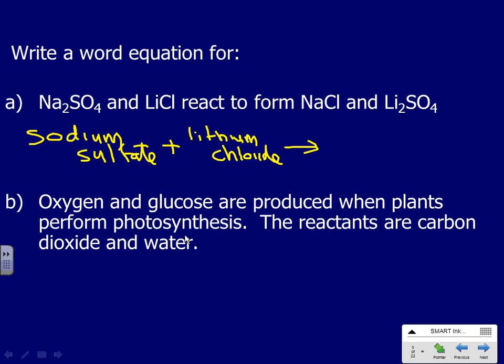Name of our products here. I'll take one, either or. Doesn't matter to me. Yep, James. Sodium chloride. Sodium chloride. And our final product. Yep. Lithium sulfate. Lithium sulfate. Right?